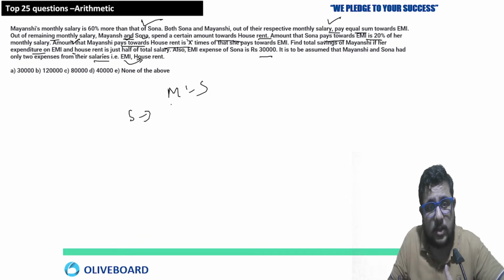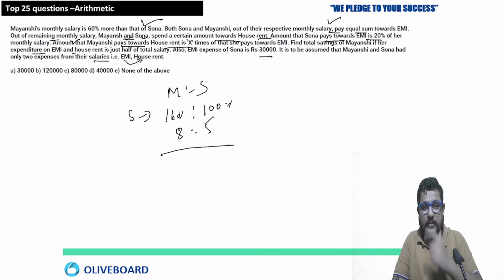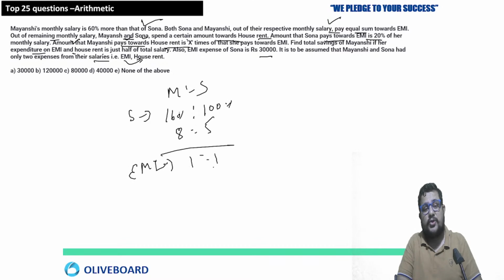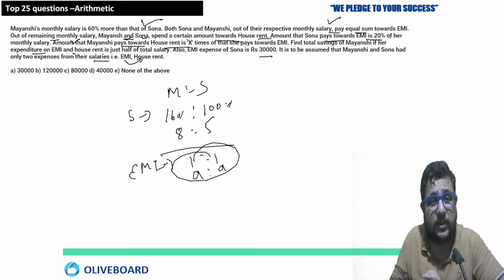60% more. So Mayanshi's salary is 160%, if Sona's salary is 100%. So 8:5 also you can say. Now both Sona and Mayanshi, out of their respective monthly salary, pay an equal sum towards EMI. So their EMI expense is the same. So 1:1 you can say they are going to spend on EMI. Are you getting my point now?